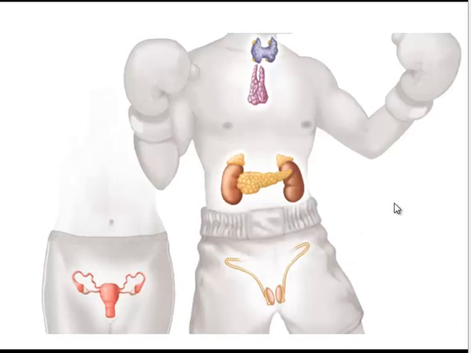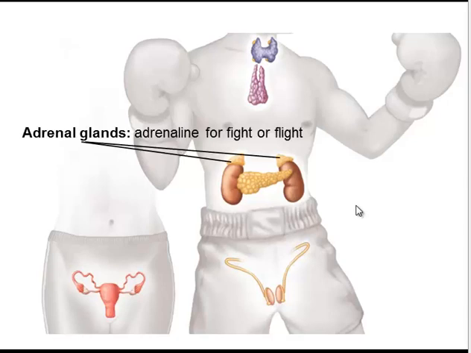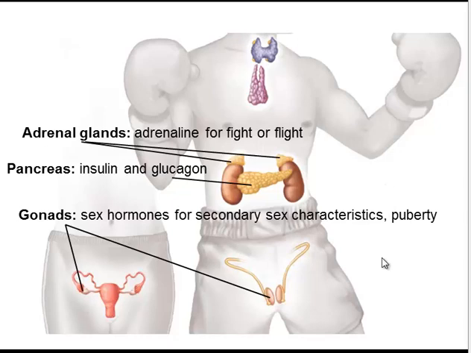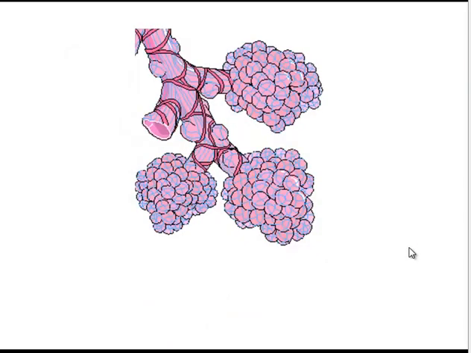The endocrine system is made up of a bunch of different glands. Remember that to be a gland, you have to secrete a hormone. So here we've got the adrenal glands that secrete adrenaline for fight or flight. Here's the pancreas, which secretes insulin and glucagon to regulate blood sugar. And then here we've got the gonads, the ovaries and testes, and those control your secondary sex characteristics and the onset of puberty.